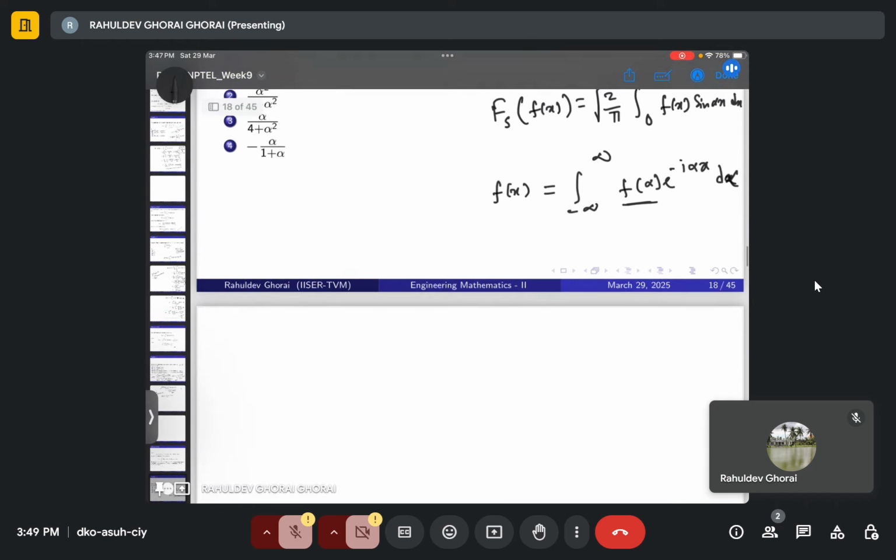So what is the Fourier integral function? The Fourier integral function was like this. You take something like this, and some coefficient is there. I'm leaving that coefficient for now.